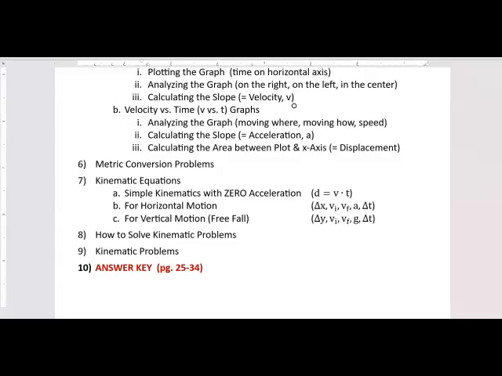Then we'll spend just a little bit of time doing metric conversions. These are conversions between different metric units. For instance, going from meters to kilometers or kilometers to meters, etc.